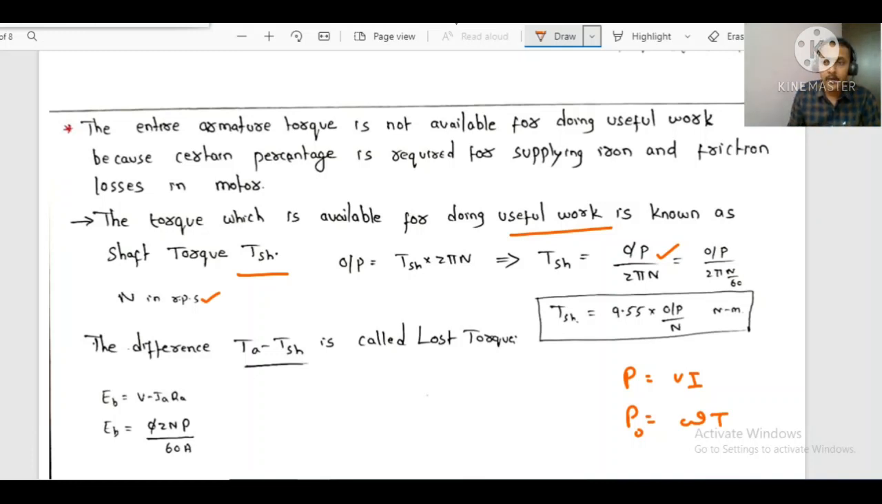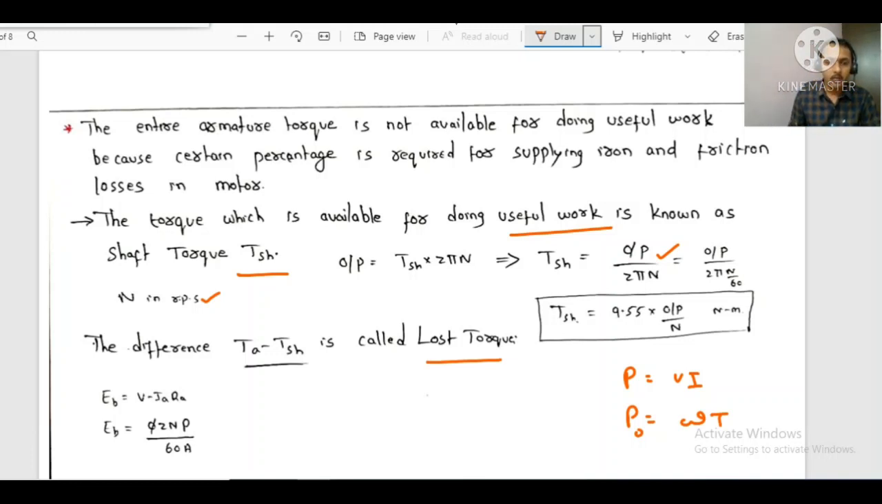Clear? Now, the difference between this armature torque and shaft torque is called lost torque. The torque that is lost is to be called lost torque.